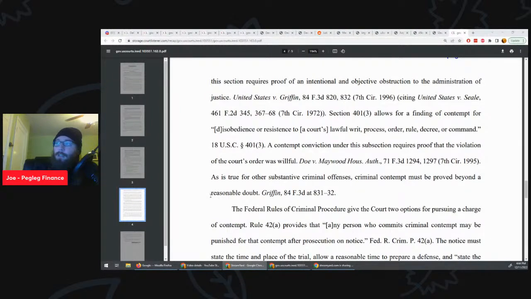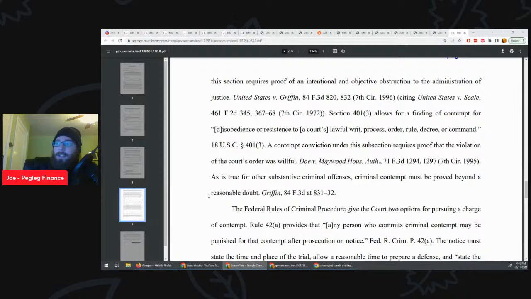Section 401 sub 3 allows for a finding of contempt for disobedience or resistance to a court's lawful writ, process, order, rule, decree, or command. 18 U.S.C. 401 sub 3. A contempt conviction under this subsection requires proof that the violation of the court's order was willful. Doe versus Maywood Housing Authority, 7th Circuit, 1995.